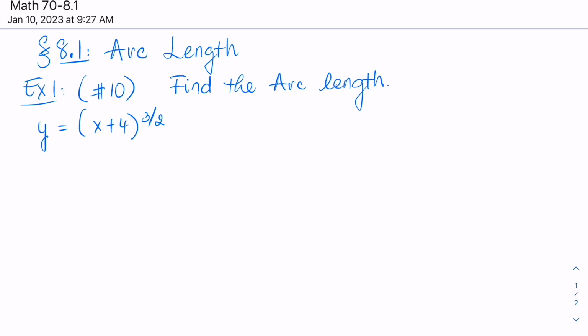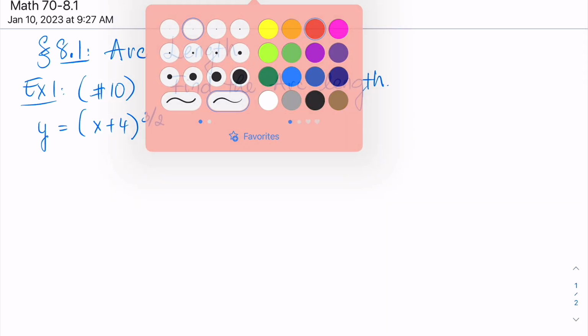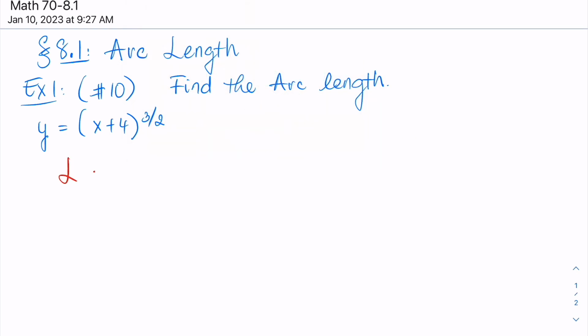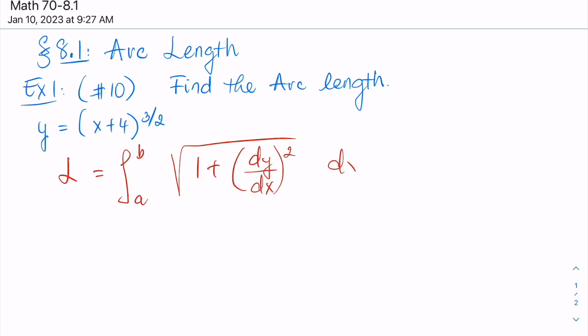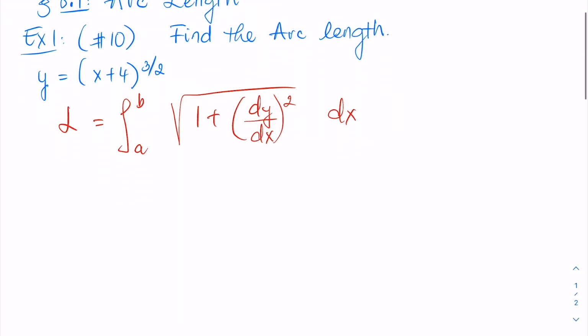For this example, we have to find the arc length for the curve. So first, let's just recall the formula. The arc length would be the integral from a to b, square root of 1 plus dy over dx squared dx. I like to do all the preliminary work before I actually plug it in for the integral.